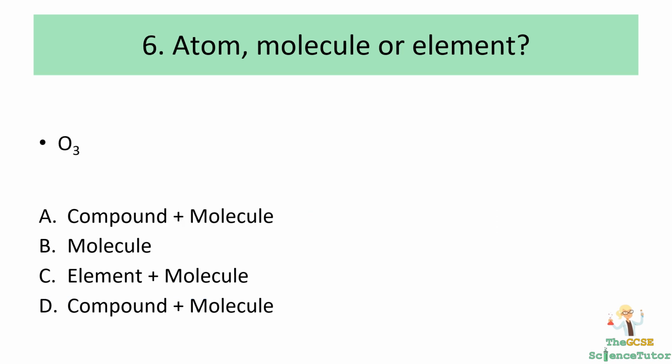Let's also have a look at O3. So O3 is also called ozone, and it's 3 oxygen atoms bonded together. Ozone would be both an element and a molecule. An element because we only have one type of atom there, oxygen, but a molecule because we actually have more than one atom.